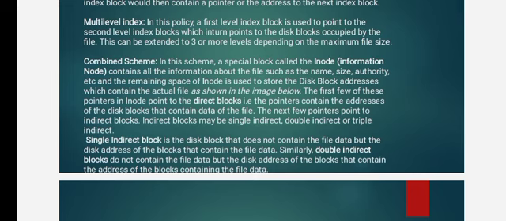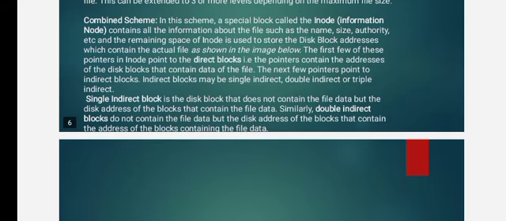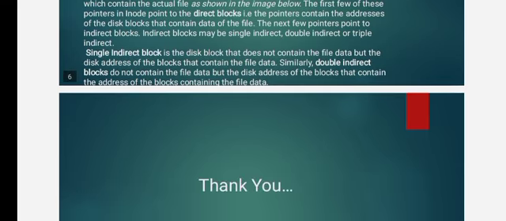Indirect blocks may be single indirect, double indirect, or triple indirect. A single indirect block is a disk block that does not contain the file data but the disk addresses of the blocks that contain the file data. Similarly, the double indirect block does not contain the file data but the disk address of a block that contains the address of a block containing the file data. This is all about indexed allocation.